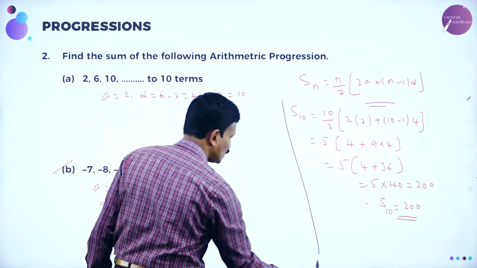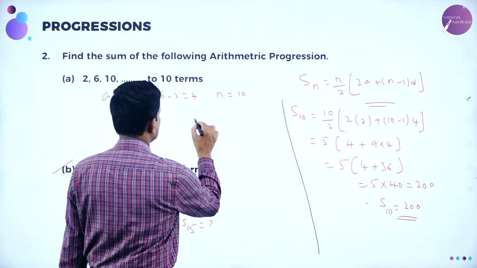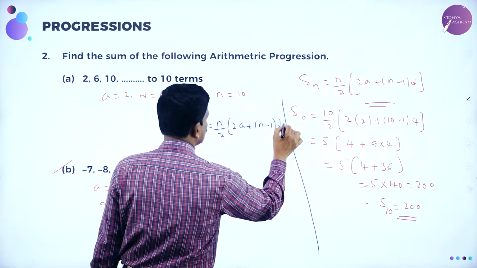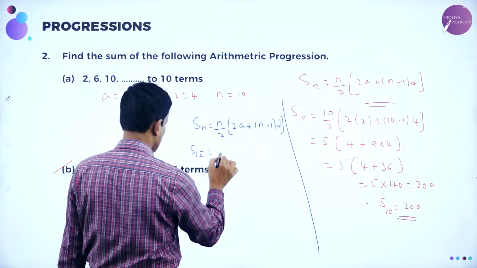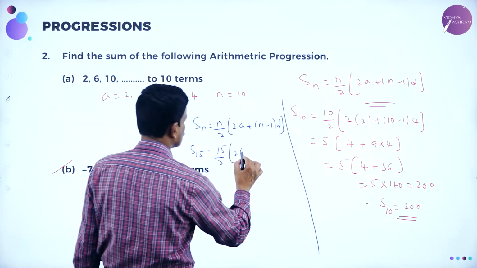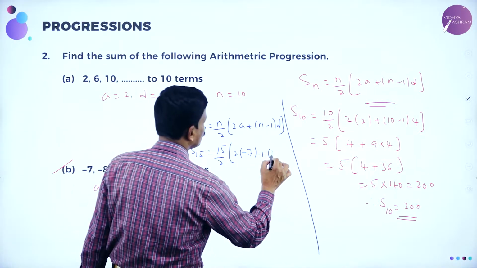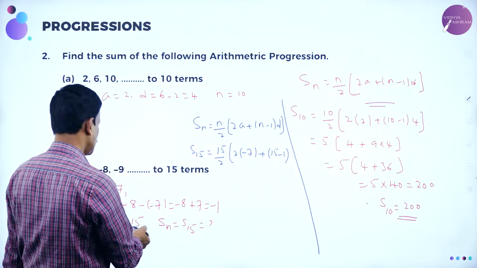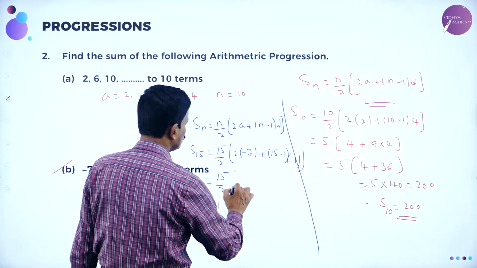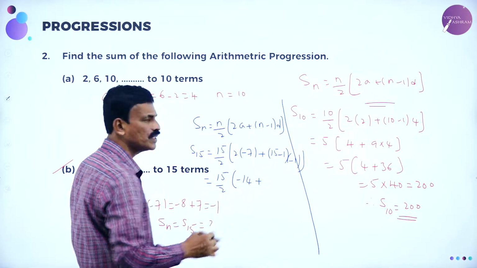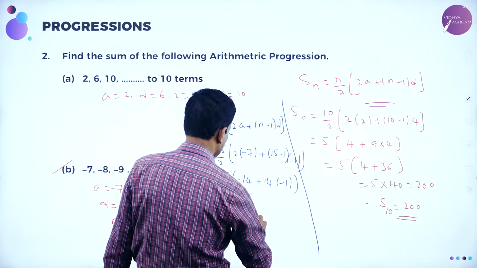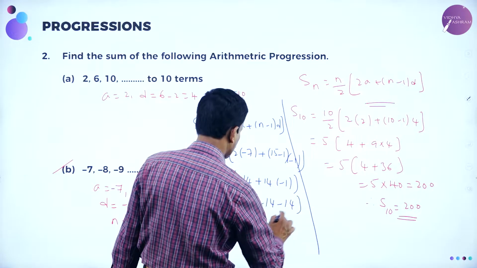Now what is the formula for Sn? Sn = n/2 × (2a + (n − 1) × d). Now S15 = 15/2 × (2 times a, where a is −7, plus (n, which is 15, minus 1) × d, where d, the common difference, is −1). So this is 15/2 × (−14 + (15 − 1 is 14) × (−1)). So this is 15/2 × (−14 − 14).